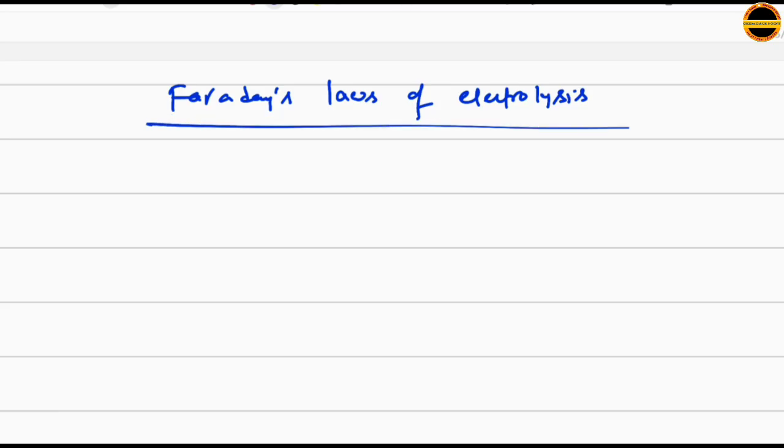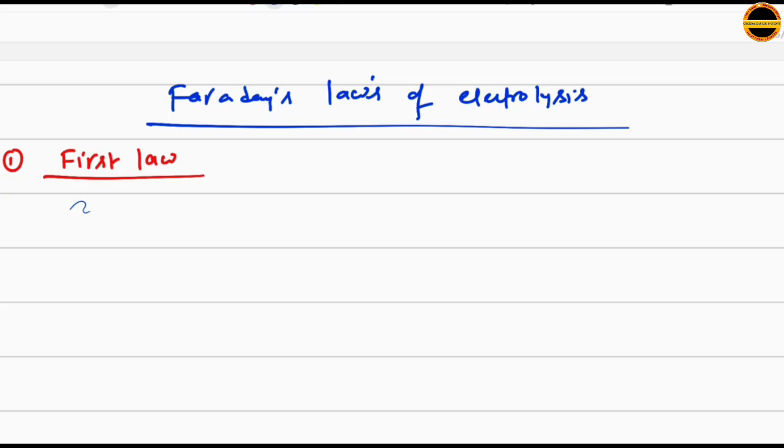See next, laws of electrolysis. Keep heading: Faraday's laws of electrolysis. Next topic. See, presently we are focusing on theory. In the next part we are going to see questions based on all these formulas we wrote. So first here I am taking Faraday's first law of electrolysis.